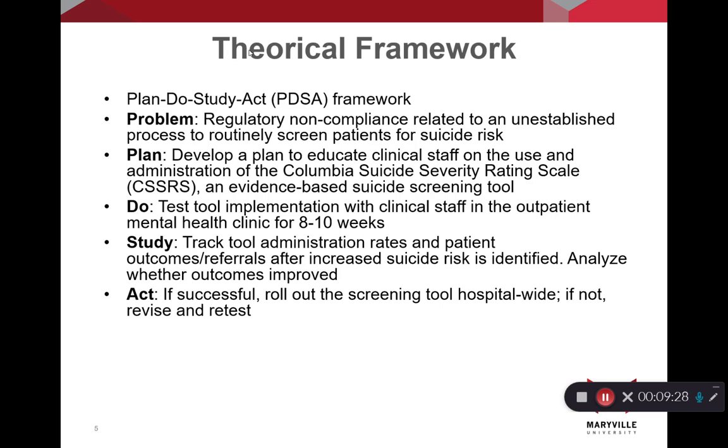The study phase involved retrospective electronic medical record chart audits to evaluate screening completion, documentation accuracy, and the implementation of appropriate interventions. Finally, the ACT phase focused on the interpretation of the findings and identifying strategies to sustain the intervention, such as continuous staff education, routine compliance monitoring, and integration of the protocol into organizational policies.